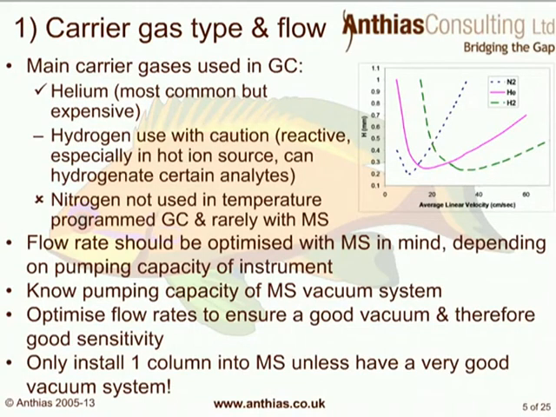We could install 2 columns into the mass spectrometer. That can be very, very useful for certain applications, but in order to do that, we'd have to maintain flows through both of those analytical columns. And therefore, to do that, we need to make sure that we've got a very good vacuum system with a high pumping capacity.